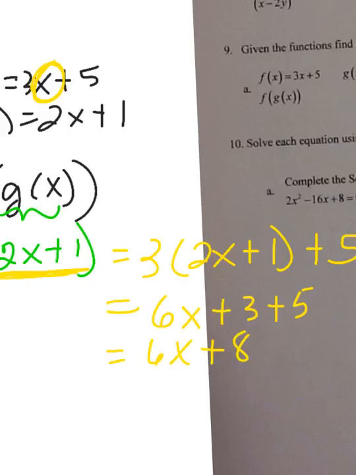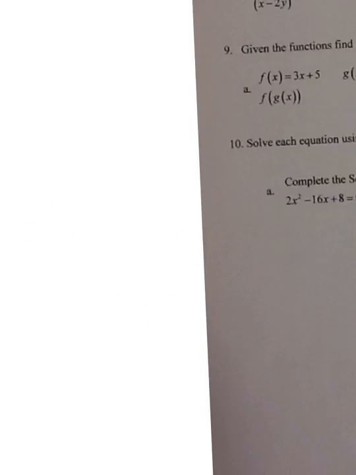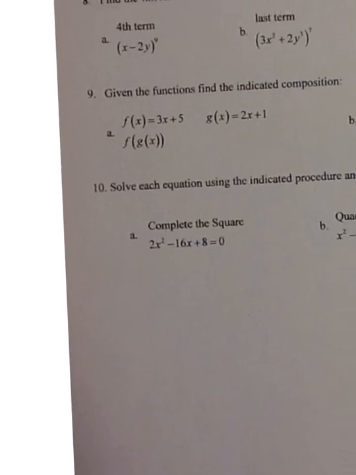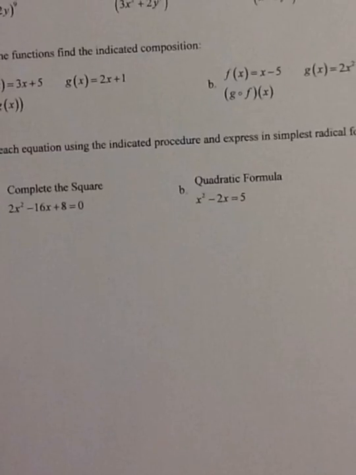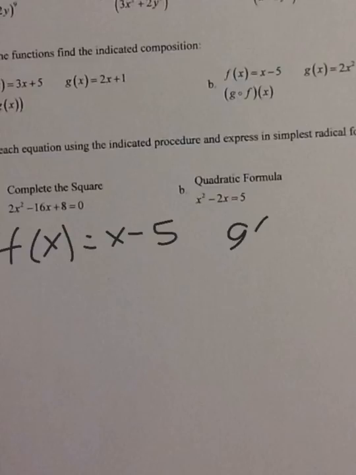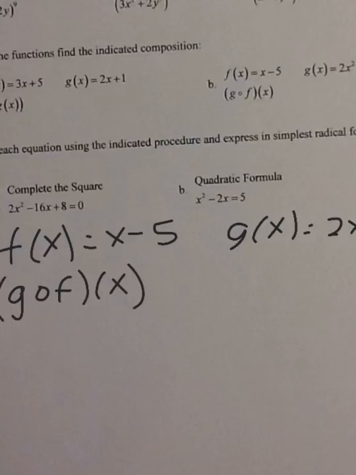Okay, so let's take a look at 9b. So 9b is f of x equals x minus 5. g of x is equal to 2x squared plus 3x minus 4. We're looking for g of f of x. All right, so another way to write this would be g of f of x.